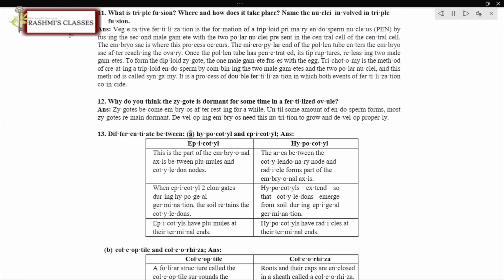Differentiate between A. Hypocotyl and epicotyl. Ans. Epicotyl: this is the part of the embryonal axis between plumule and cotyledon nodes. Hypocotyl: the area between the cotyledonary node and radicle forms part of the embryonal axis. When epicotyl elongates during hypogeal germination, the soil retains the cotyledons. Hypocotyl extends so that cotyledons emerge from soil during epigeal germination.